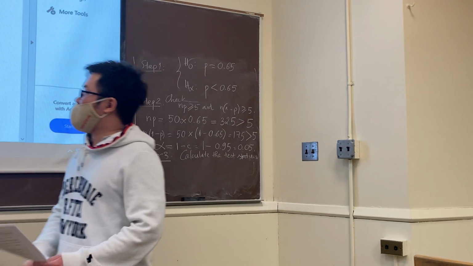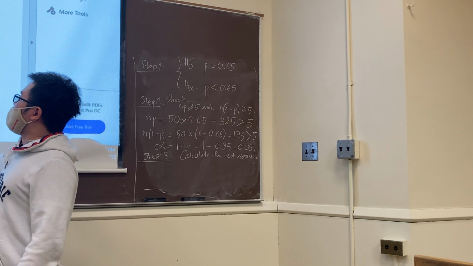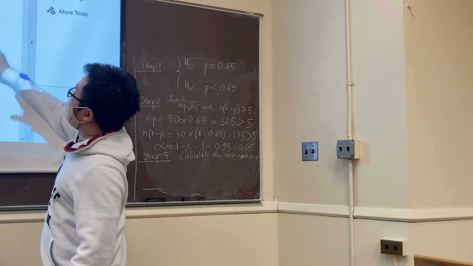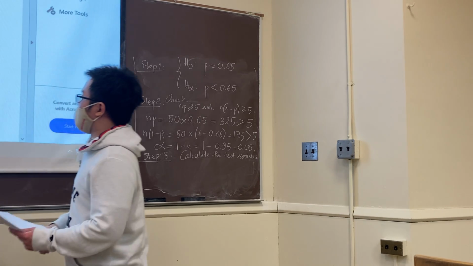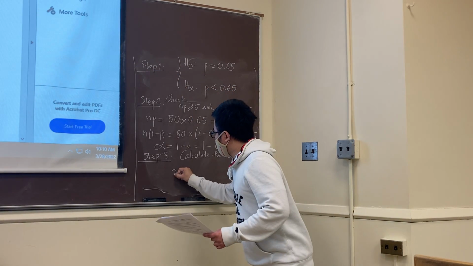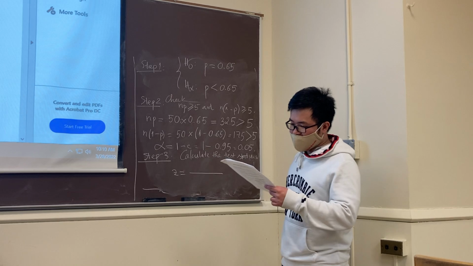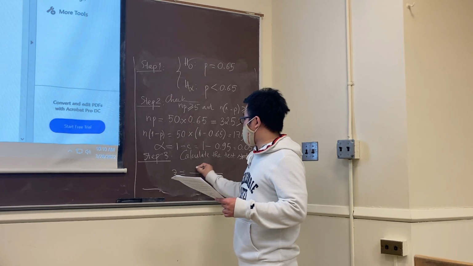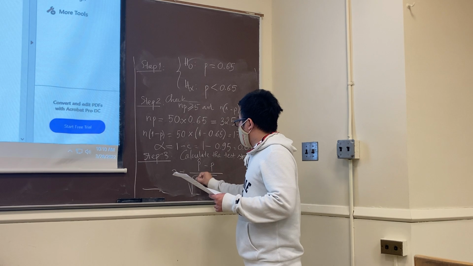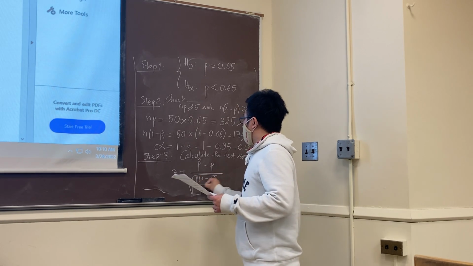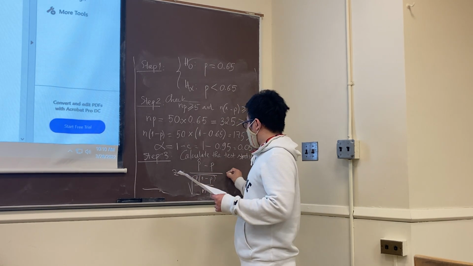Okay, how to calculate this? Look at this table. This is the hypothesis testing for population proportion. So we use this to calculate the test statistic, and Z here is calculated by this formula, with the square root of p times 1 minus p over n.